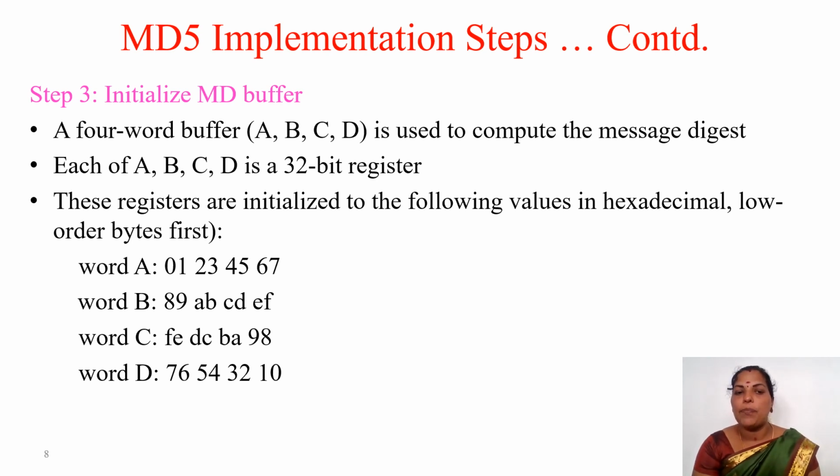These registers are initialized to the following values in hexadecimal, low order bytes first. Word A is initialized to 01 23 45 67. Word B is initialized to 89 AB CD EF. Buffer C is initialized to FE DC BA 98. And buffer D is initialized to 76 54 32 10. These are hexadecimal values that you have to keep in mind.